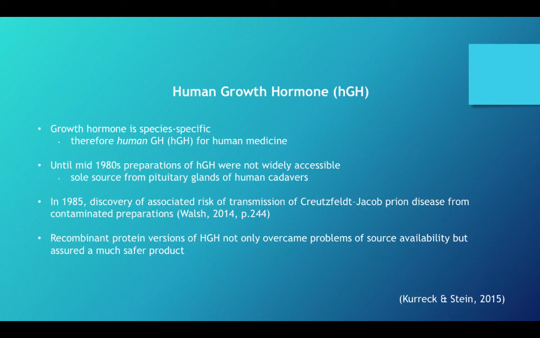Growth hormone is species-specific, which renders it critical to use human growth hormone in human medicine. Until the mid-80s, the only source was harvested from pituitary glands of human cadavers. In 1985, the transmission of Creutzfeldt-Jakob prion disease was associated with contaminated cadaver preparations. Recombinant protein versions of human growth hormone not only overcame problems of source availability, but also assured a much safer product.